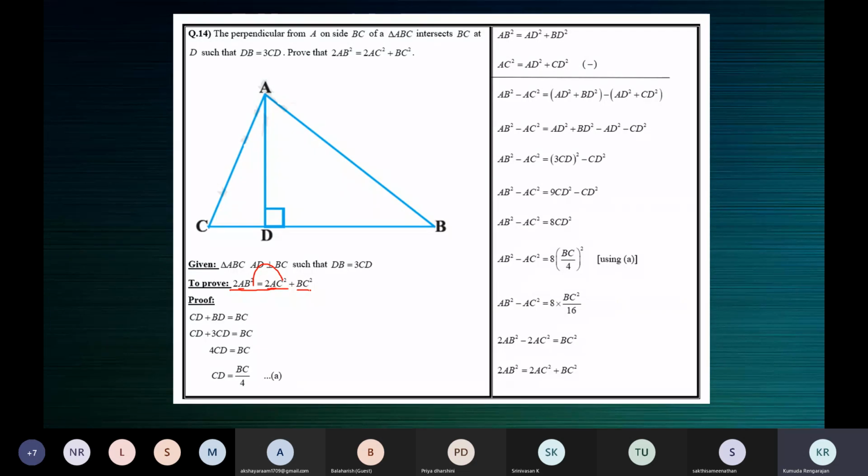So if you have segments other than these three, AB, AC, or BC, you should substitute. You must try to remove them and write them in terms of AB or AC or BC. So let's start off with AB square, children, because that's what we have to do first.